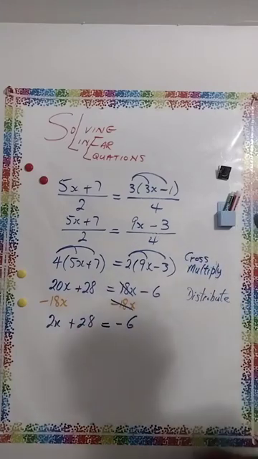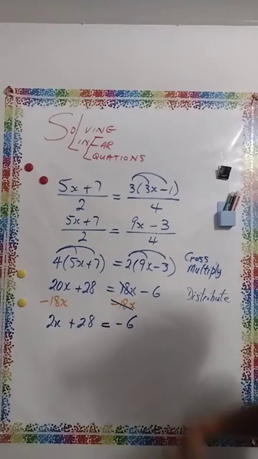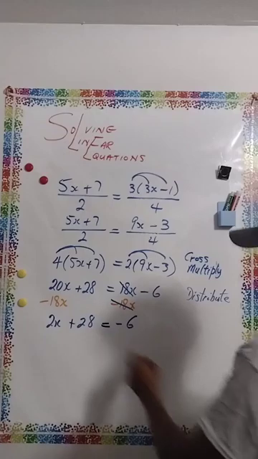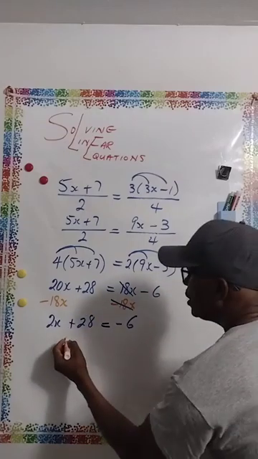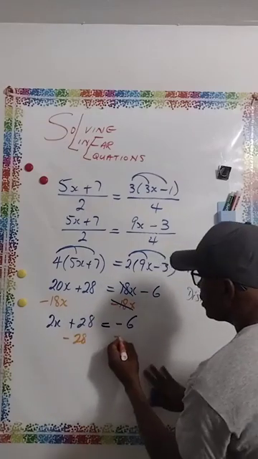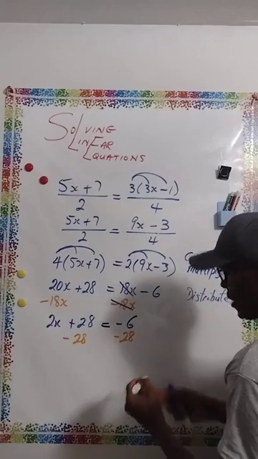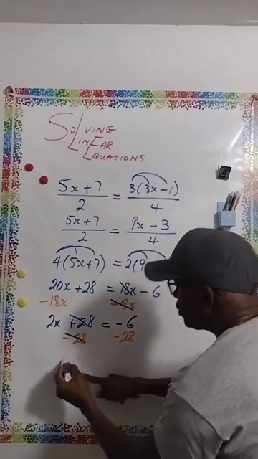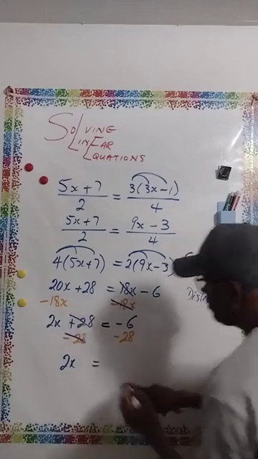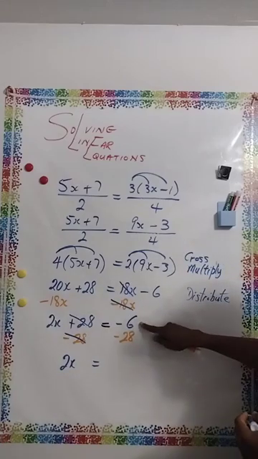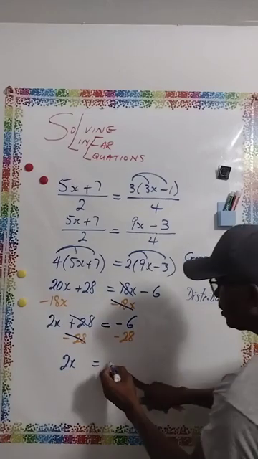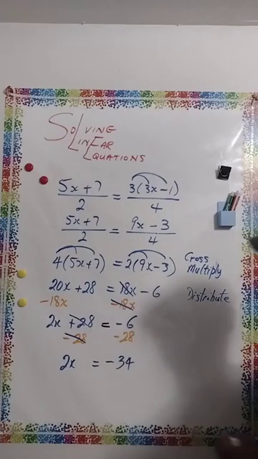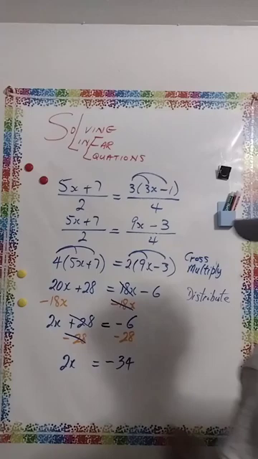From there, we're going to further undo. We're going to go after the positive 28 by undoing. So we're going to subtract 28 from both sides. On the left hand side, these two are going to go, 28 minus 28 is 0. So you're going to have 2x equals what? Negative 6 minus 28 is negative 34. And from there, we are about to close it off.